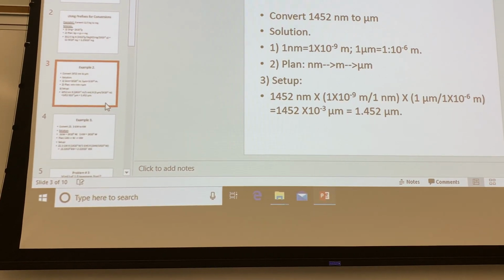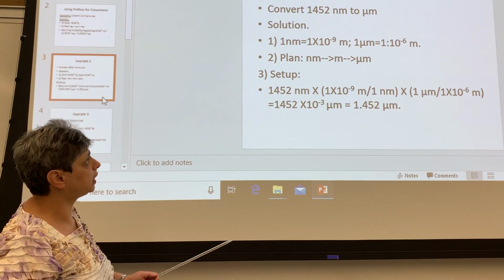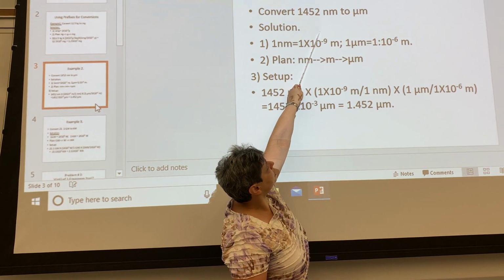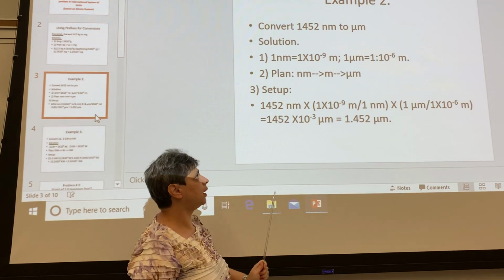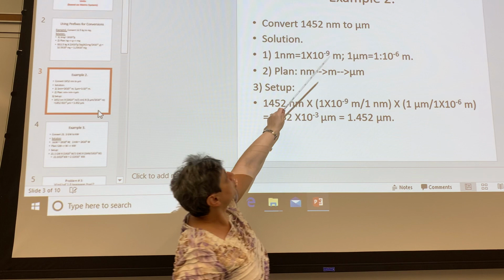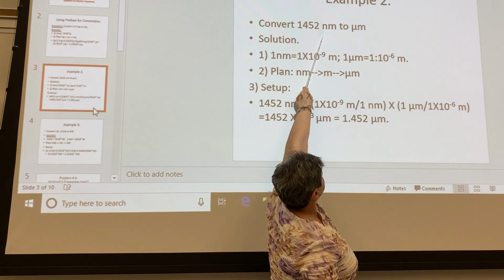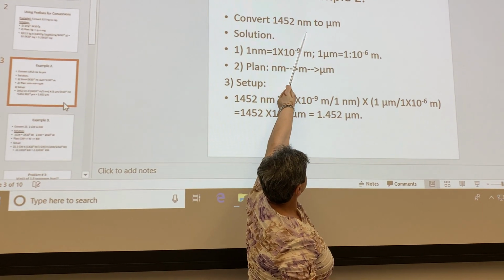Here we're dealing with, I switched from grams to meters, which of course is a unit of length, and I picked 1452 nanometers and converting it to micrometers. So two other prefixes that I bold here include nano, which according to table D11 stands for 10 to negative 9th of a main unit, in this case meter.